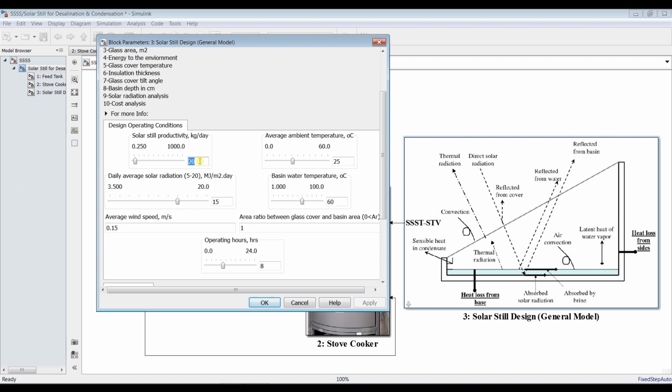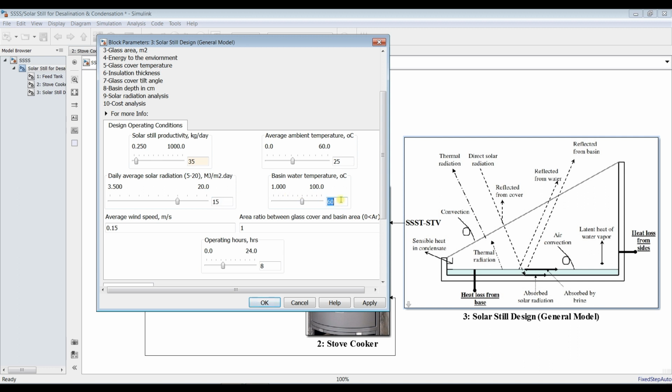Therefore, suppose each person needs around 5 liters per day. So suppose it's around 25 up to 35 kilograms per day for a small family. Ambient temperature is around 25, and daily average solar radiation is related to your location.